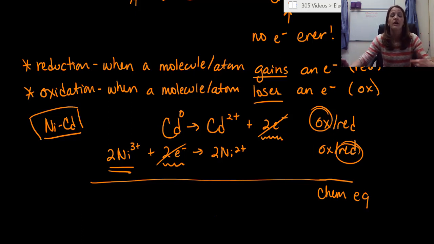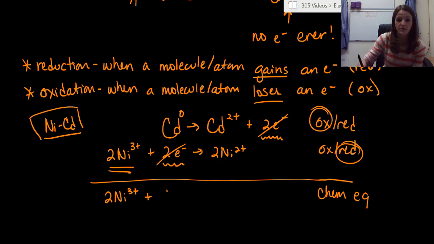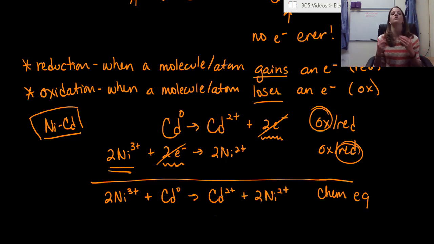Then I look at my nickel. You go from nickel 3 plus to nickel 2 plus. Not the same thing. I can't cancel them out. So what I need to do is just bring everything down. So I see 2 nickel 3 plus, cadmium 0 goes to cadmium 2 plus, 2 nickel 2 plus. Okay, so this is a beautiful chemical equation that represents a 2 electron transfer from cadmium to nickel. And we'll get to that point. I don't expect you to be able to vocally say that yet, but we'll get there.